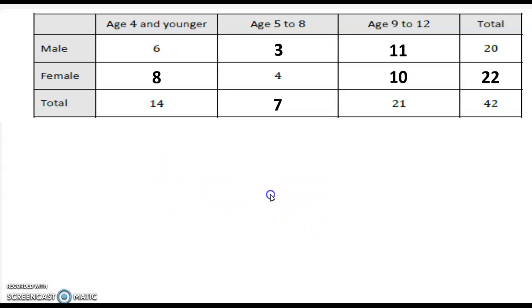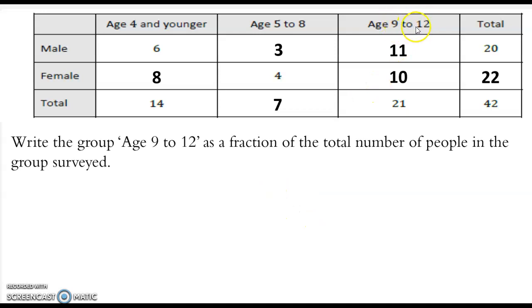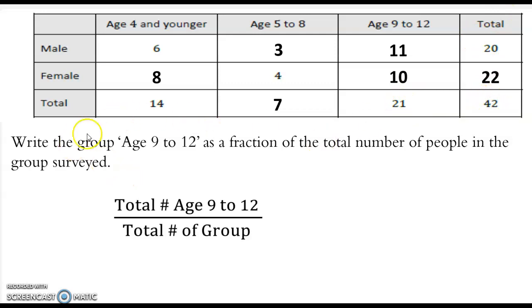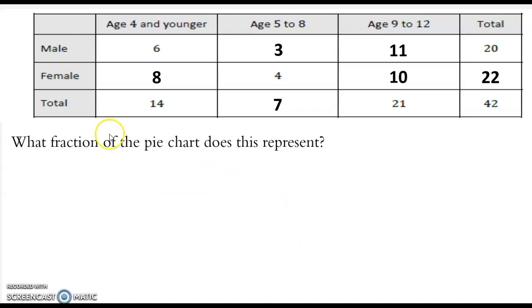And then the last one here, the age 9 to 12 group. You've got 21 out of the total number of 42. Writing this age group as a fraction of the total number of people in the group surveyed, it's 21 over 42. And what fraction of the pie chart is that? That's 21 over 42 of 360. That's basically a half of 360, which is 180 degrees.